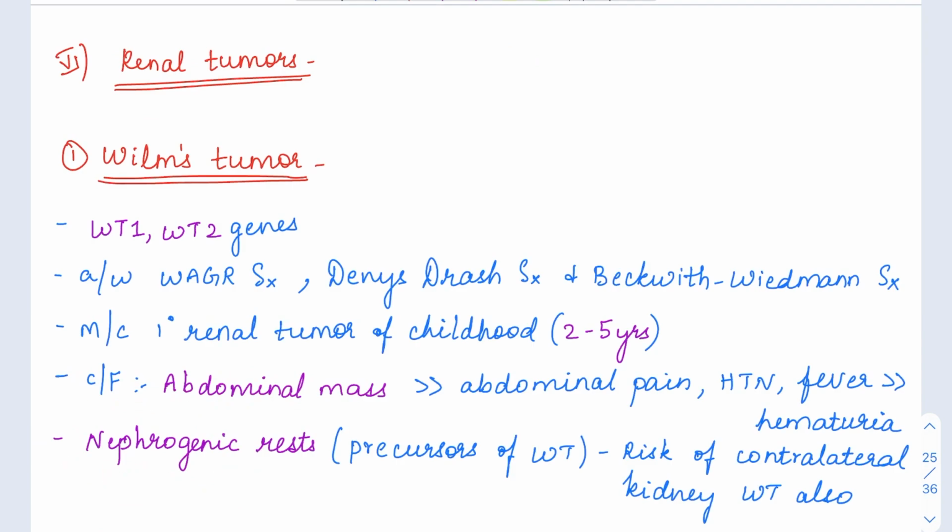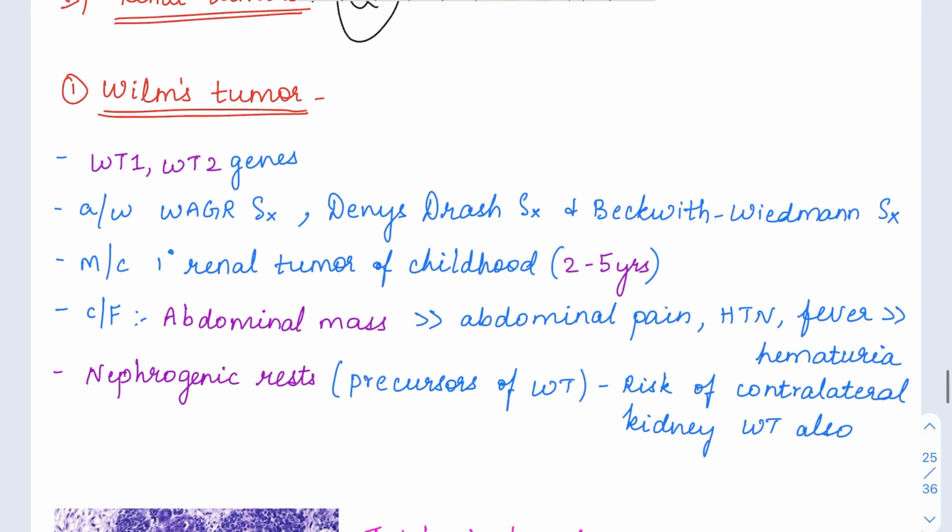So now we are seeing about the cystic kidney diseases also. Let's move on to the renal tumors. So renal tumors are very important from the exam point of view. So let's start with the first tumor, which is the Wilm's tumor.